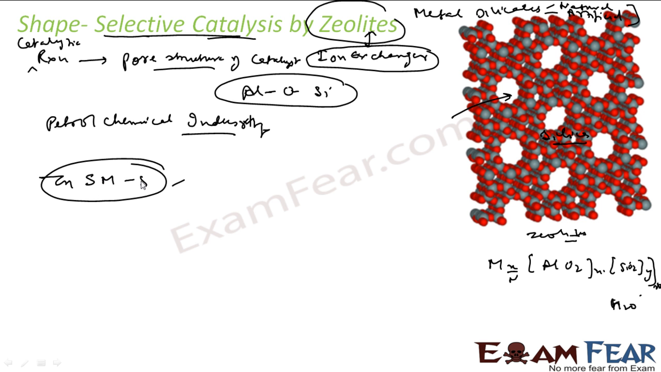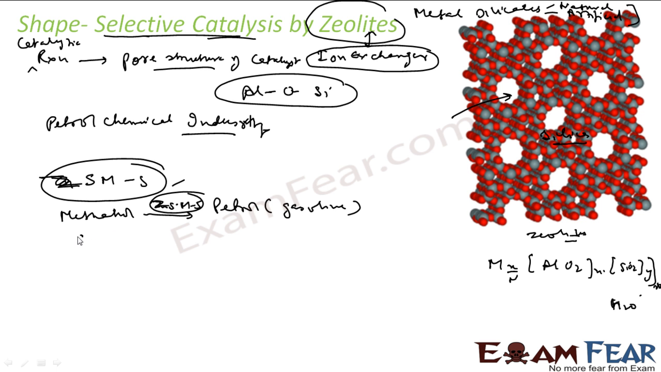This is a zeolite and it is used to convert methanol, that's again an alcohol, to petrol. Petrol is nothing but gasoline. Right? It is used to convert methanol to petrol. This is ZSM5, a catalyst used to convert methanol to petrol. Right? And this is done by dehydrating the methanol.